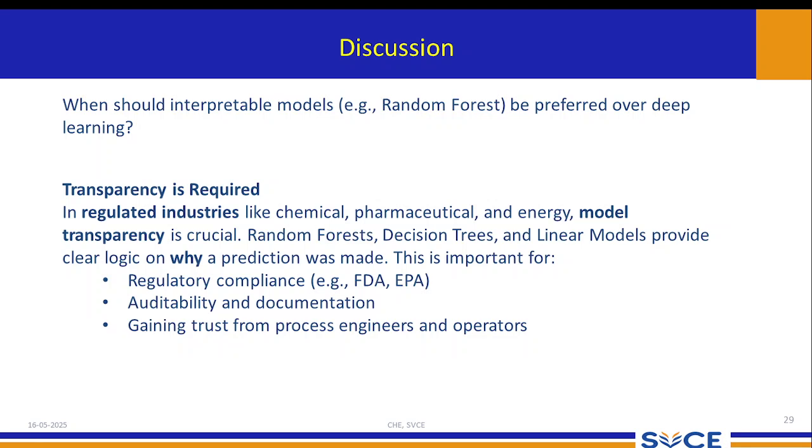So when you have this transparency, the model gives clear logic on why a prediction was made. If you give a clear explanation, it will be easy for them to understand the thing and they will approve it, because regulatory compliance is very, very important for the industry.